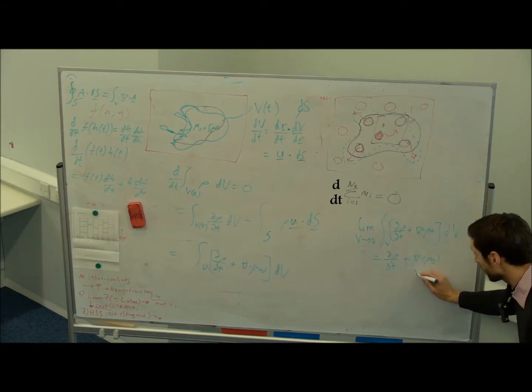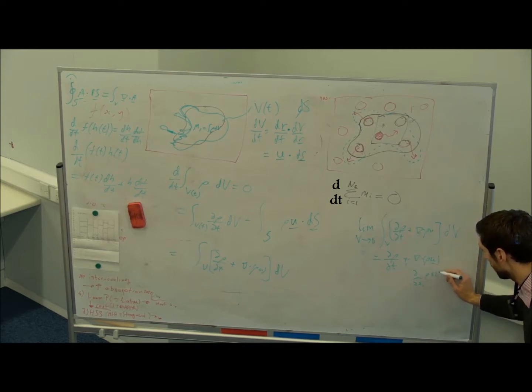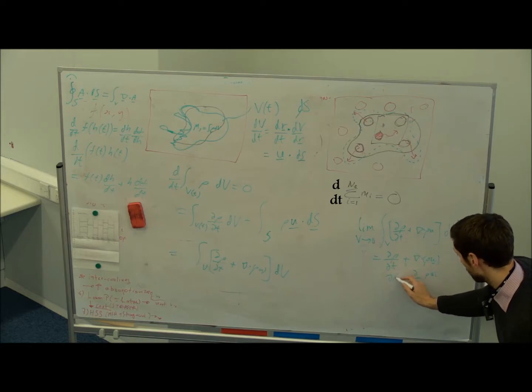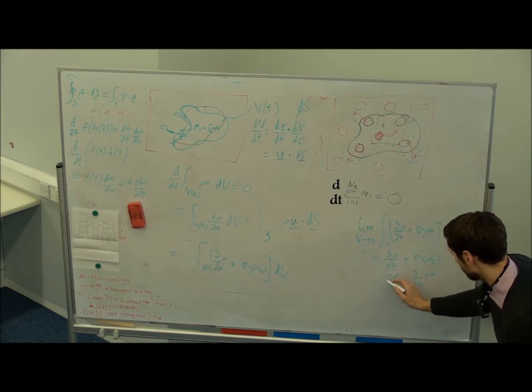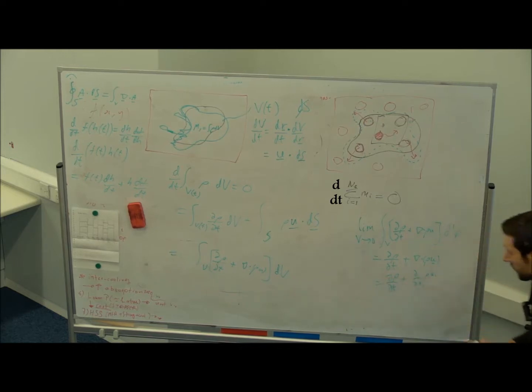If you like, you could rewrite this in index notation: ∂/∂x_i of ρu_i. So you can see it's actually a sum over all three terms, plus dρ/dt. Does that make sense? Any questions about that? Okay, great.